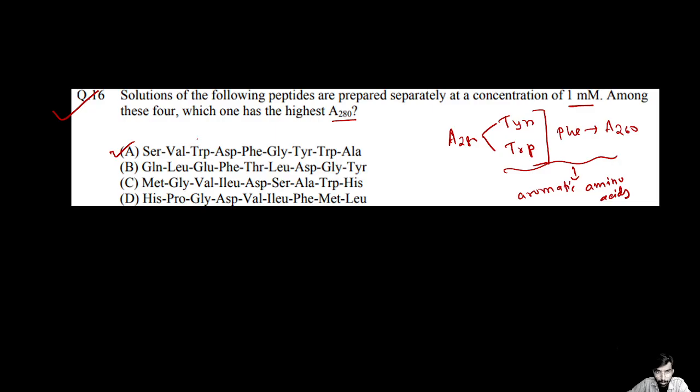In A, the number of tryptophan is 1 and phenylalanine is 1, tyrosine is 1, tryptophan 1. That means tryptophan 2, tyrosine 1, phenylalanine 1. In case of B, there is only phenylalanine and 1 tyrosine. In case of C, 1 tryptophan is there only. In case of D, only phenylalanine is there. That means in A, tyrosine, tryptophan and phenylalanine are all present. That's why A will be the correct answer. A will show the highest A280.